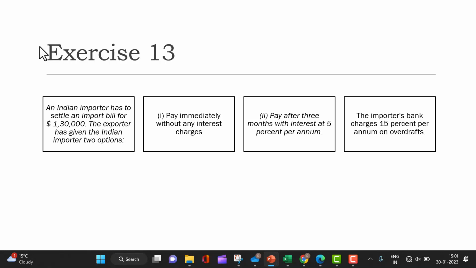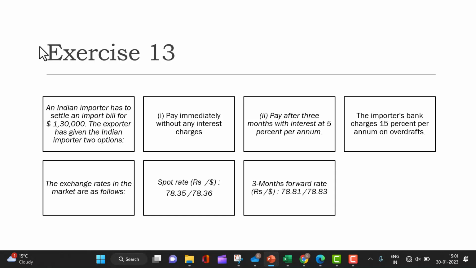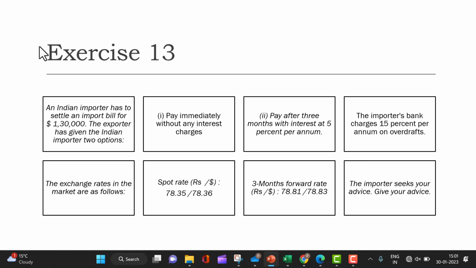The importer's bank charges 15% per annum on overdrafts. Okay, fine. Assume that you don't have money, you'll be using the bank's money for making the payment. The exchange rates in the market are as follows: the spot rate and the 3 months forward rate are given. The importer seeks your advice. Now, if he makes the payment immediately without any interest, which rate will be applicable? 78. So he has to make the payment at 78.